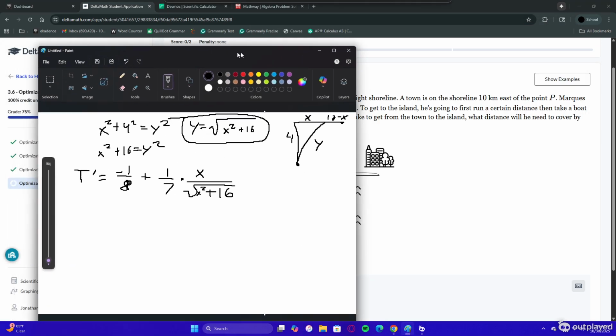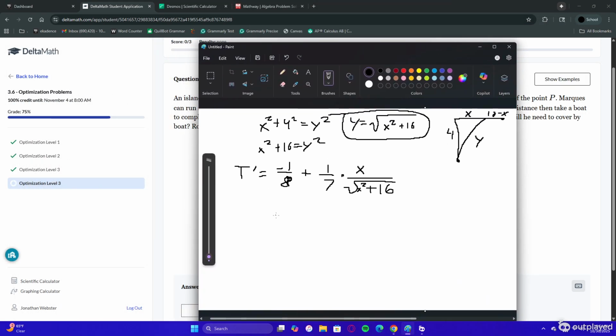Okay, so now that we have our t prime, we can solve for the critical points. So we set this equal to 0, and we can write it like x over 7 times square root of x squared plus 16 is equal to 1 over 8. And to solve for x, we can cross multiply, so 8x is equal to 7 square root of x squared plus 16. And now we can square everything to get rid of that square root.